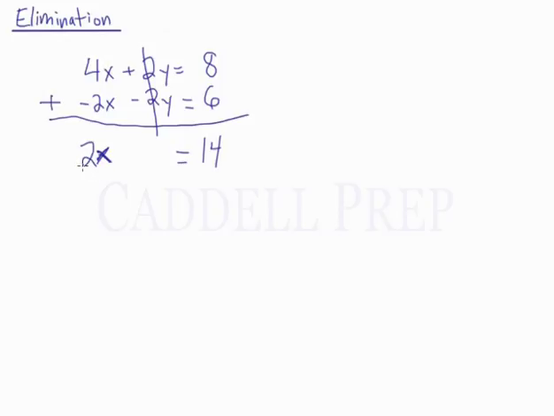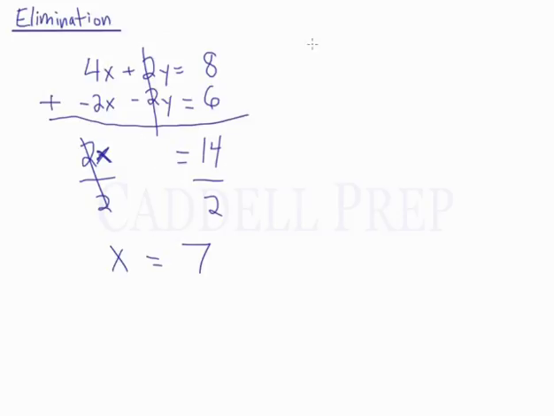Okay, let's continue the problem. So we'll just solve for x. So 2 times x equals 14. We can just divide by 2. And we get that x equals 7. And now we'll use this value of x to solve for y.